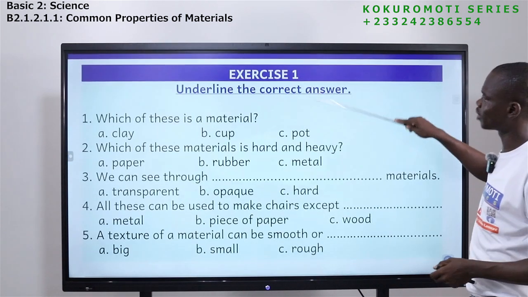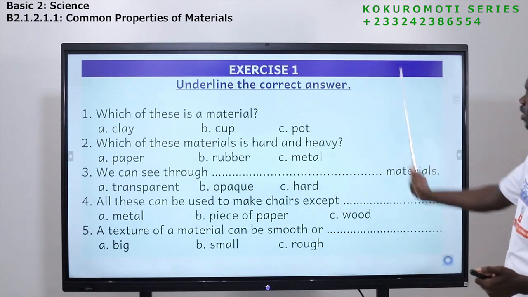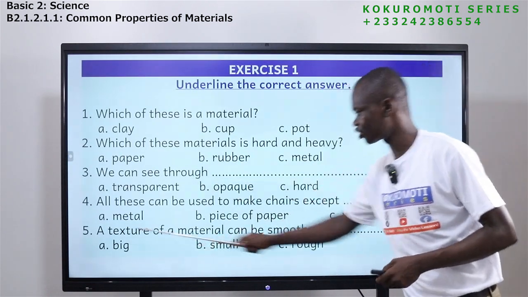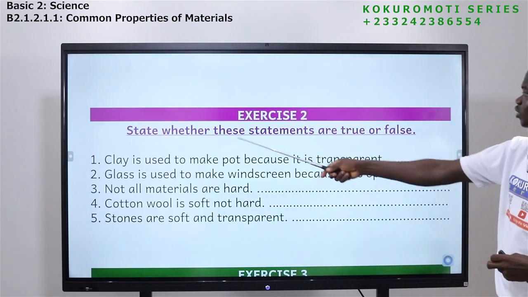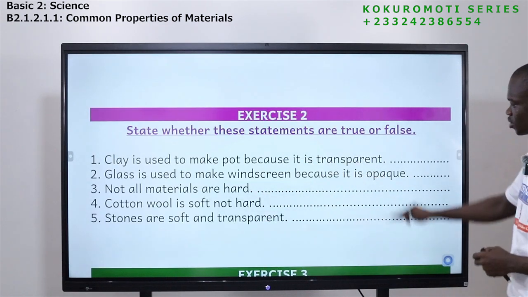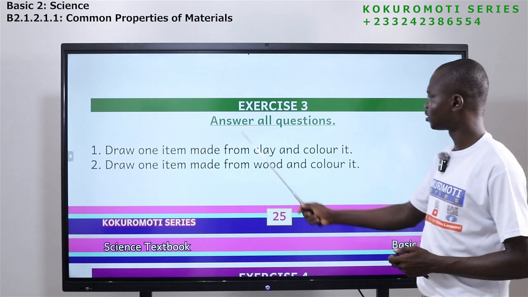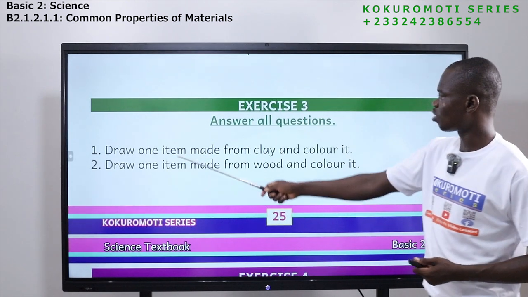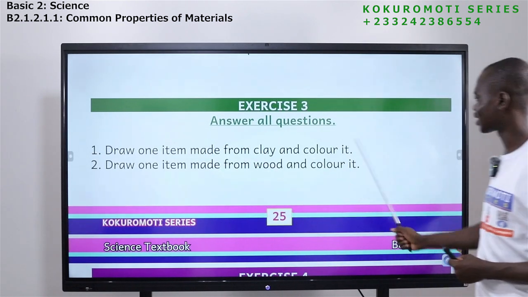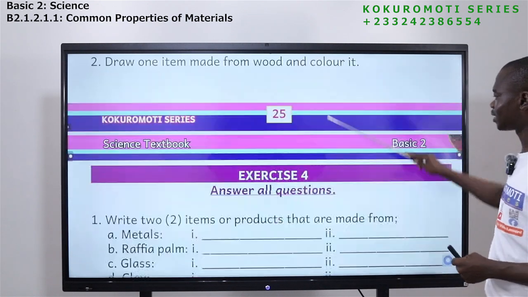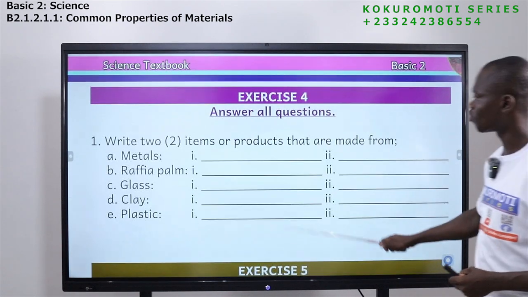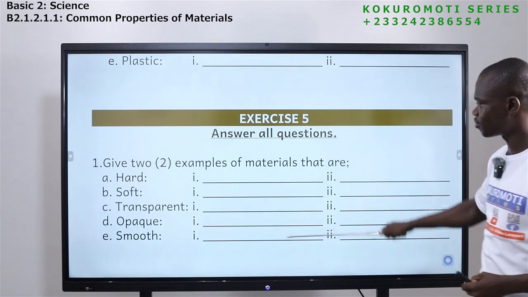Okay, now there are some exercises here, and I want us to look at the exercises. We have exercise 1. Underline the correct answer. How many questions? 5 questions. Exercise 2, 5 questions. You are to state whether these statements are true or false. Exercise 3, answer all questions. Draw one item made from clay and color it. 2, draw one item made from wood and color it. We have exercise 4. We have exercise 5.